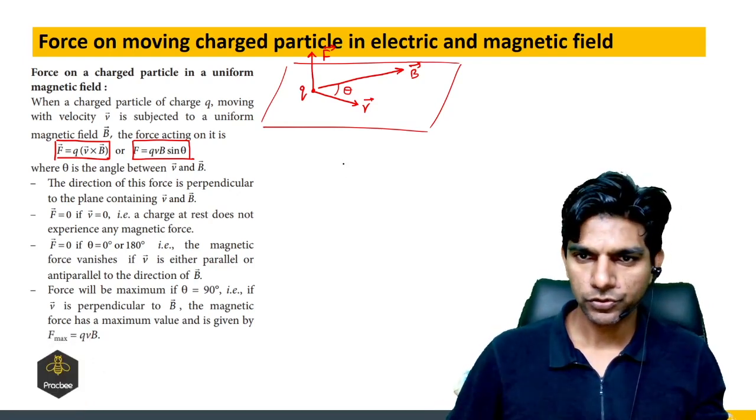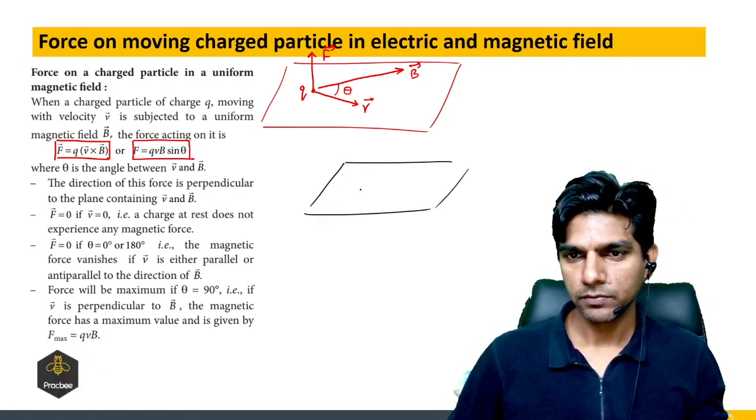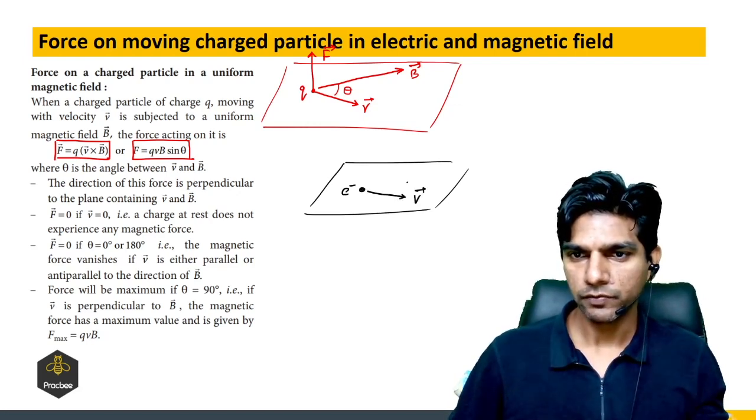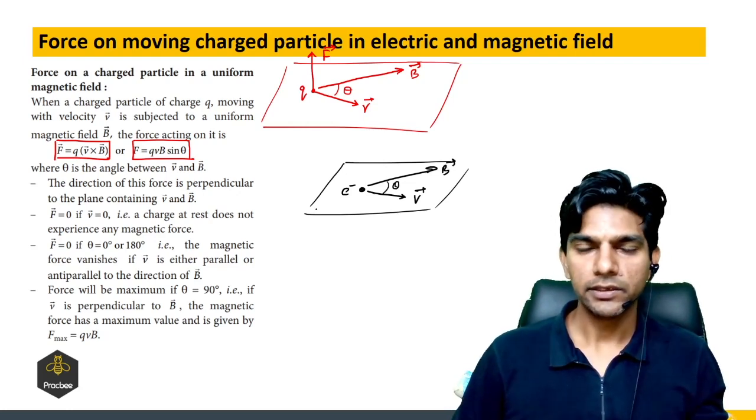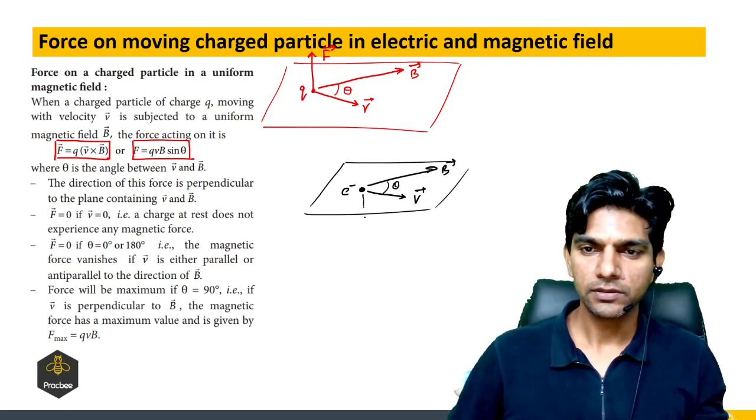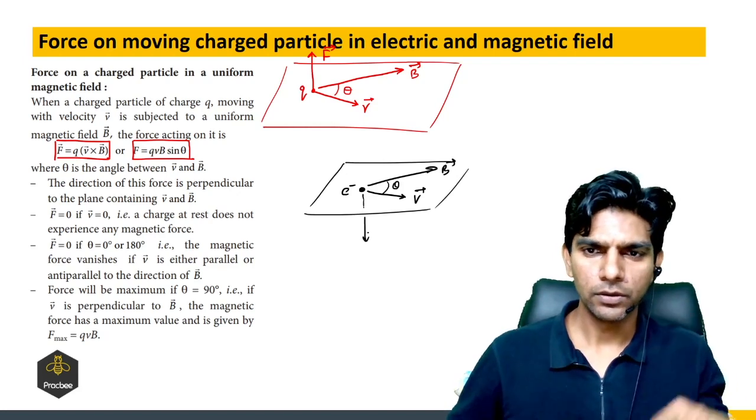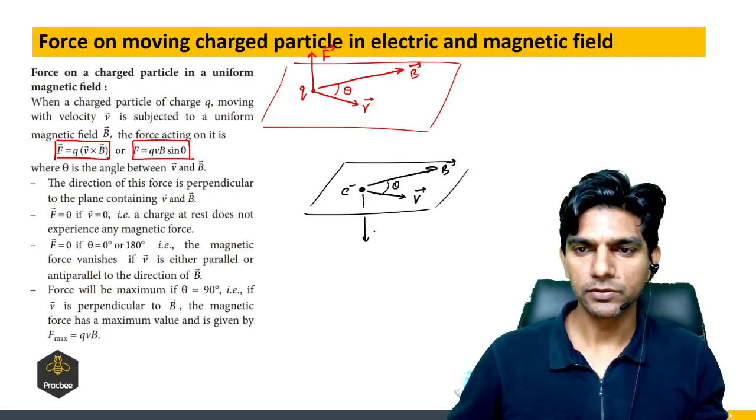Let me quickly show you. So if we have an electron going in this direction with the velocity v, and this is the magnetic field B, and this angle is theta, then the force on this electron will be in the downward direction, normal to this plane. So this will be the force.